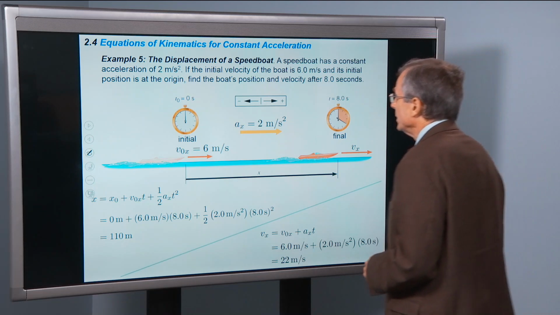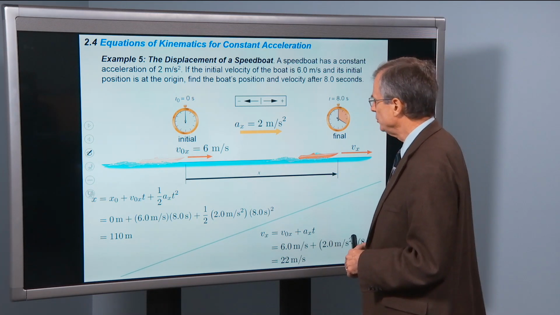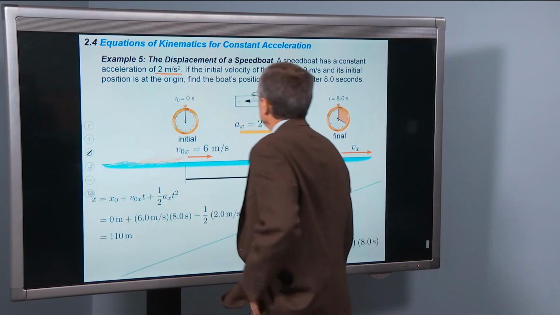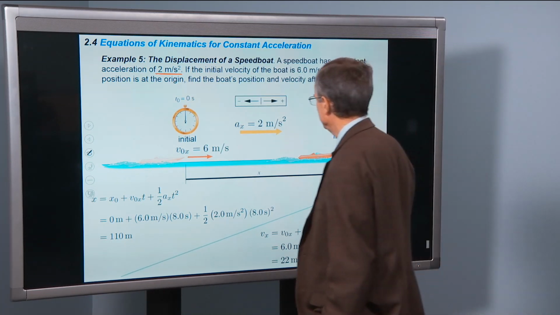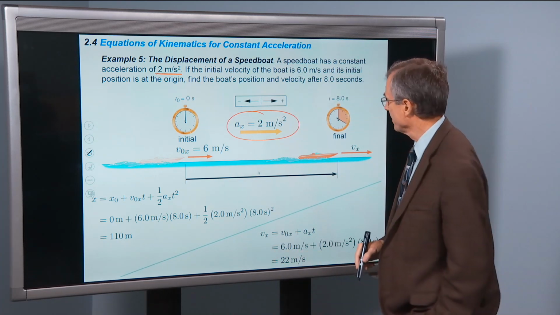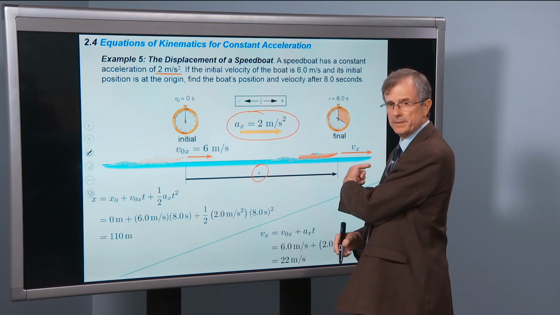Let's do an example. The displacement of a speedboat. The speedboat has a constant acceleration of 2 meters per second squared. It's moving in the x direction. So here's my x component of acceleration. I've chosen an x direction that's to the right.